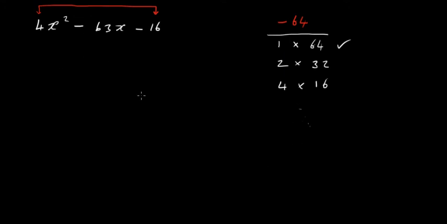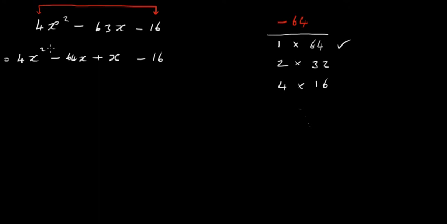But what you need to do when it comes to the guide number method is rewrite this quadratic trinomial into what's called a group of 4. So I'm going to take this 63, I'm going to split it up. I'm going to leave the 4x squared as it is. I'm going to take minus 63 and write it in terms of these two numbers here. So I'm going to take minus 64x plus 1x. And then the minus 16 I'm going to leave as it is.